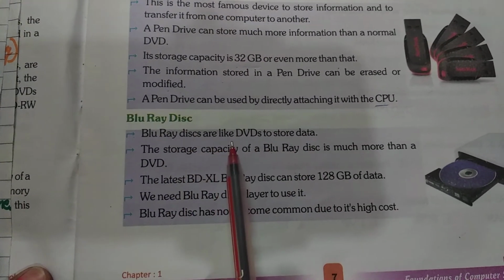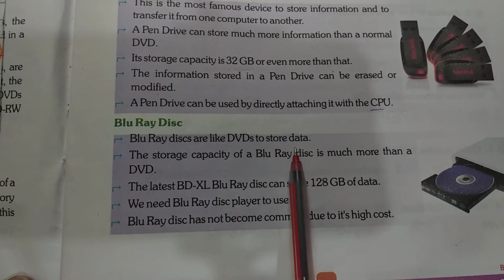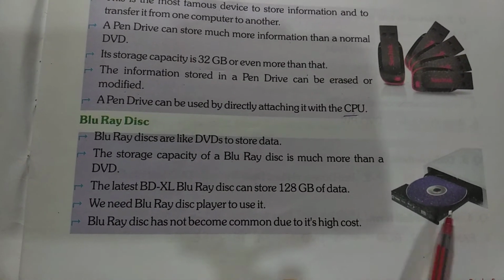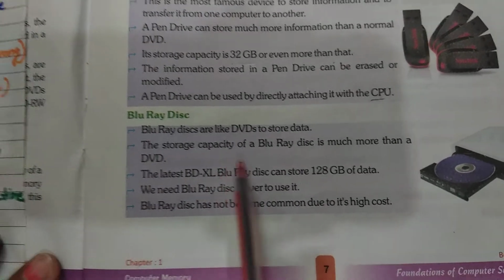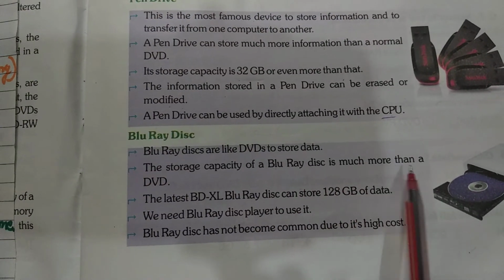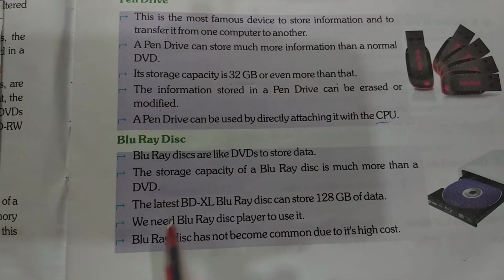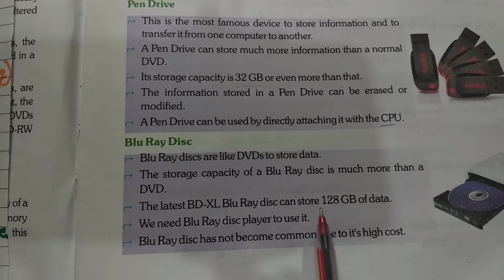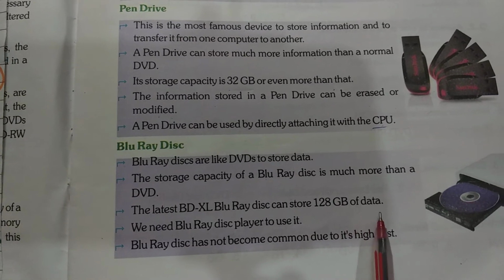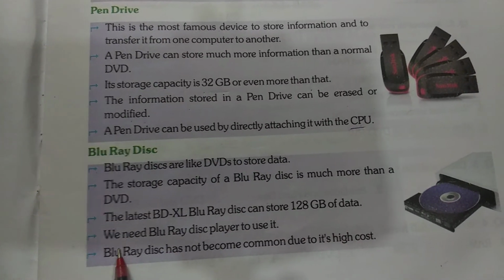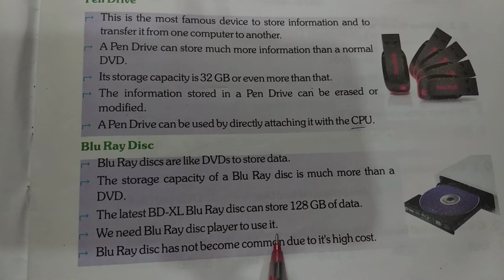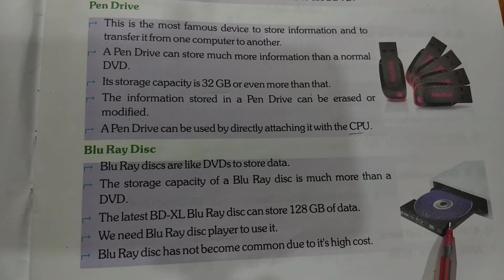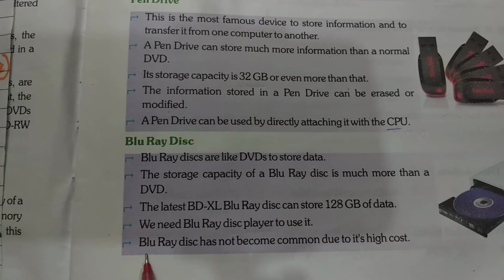Blu-ray discs are like DVDs to store data. Here you can see it looks just like a DVD. The storage capacity of a Blu-ray disc is much more than a DVD. The latest BDXL Blu-ray disc can store 128 GB of data. We need a Blu-ray disc player to use it. You will need this player, and only then will you be able to use it.